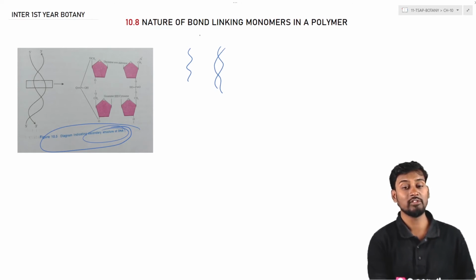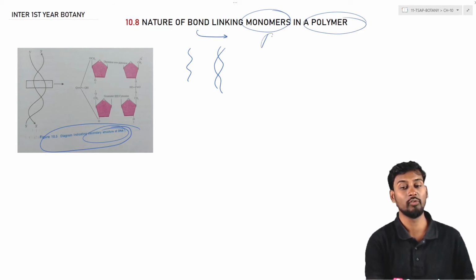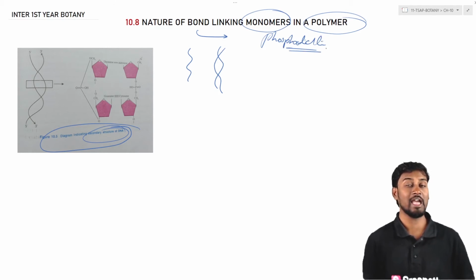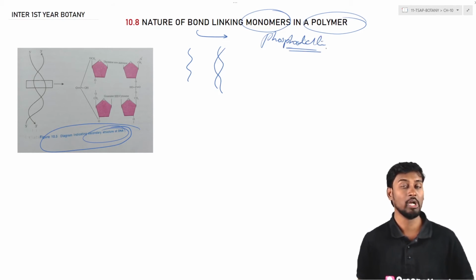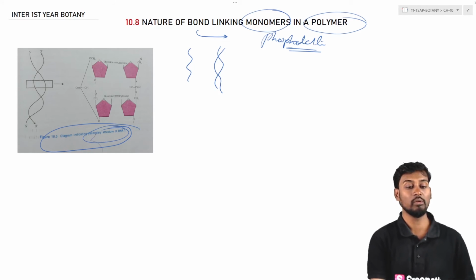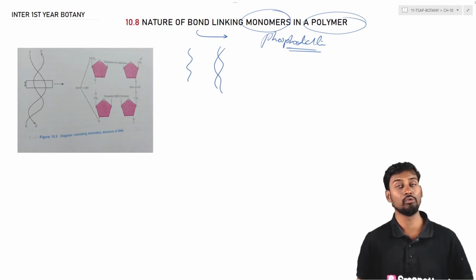So the nature of the bond which is generally linking the monomers within the polymer is the phosphodiester bond. The phosphodiester bond is the one which is generally present as a linkage between the monomeric forms to form the polymeric molecule. So here, the double stranded DNA molecule is nothing but what is called the secondary structure of the DNA.